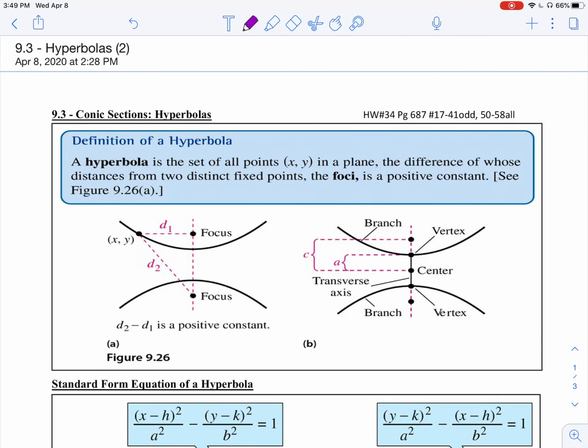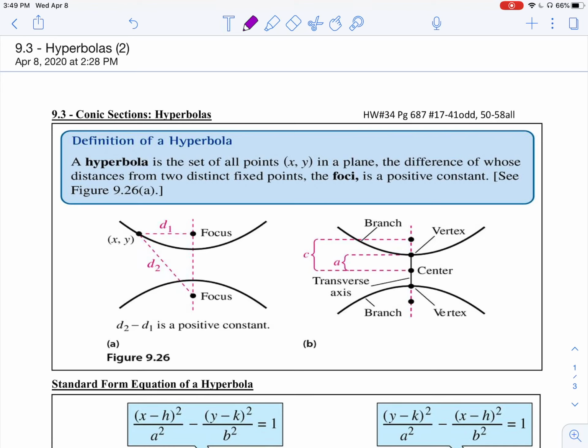Okay, so today we're talking about hyperbolas. And if you recall what a conic section is, it is this set of all points that satisfy a certain criteria. Look back through your notes and remind yourself about what those criteria were for conic sections like circles, ellipses, and parabolas. A hyperbola is a set of all points in a plane where the difference of the distances from two fixed points, the foci, is a positive constant.